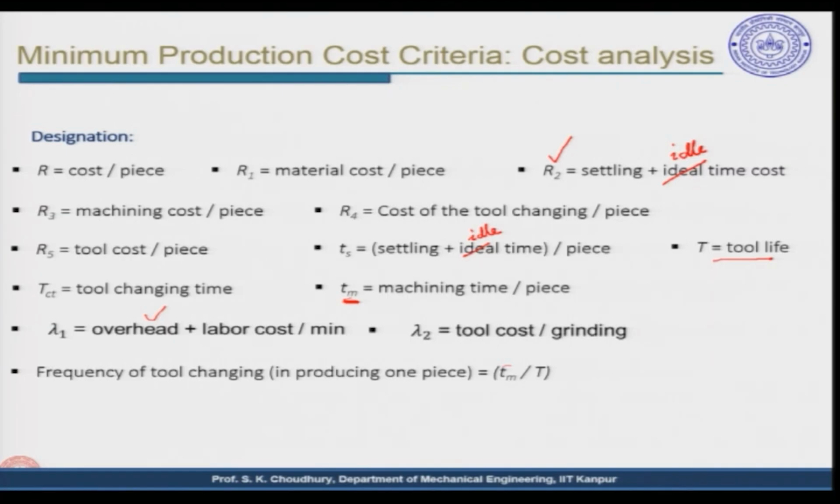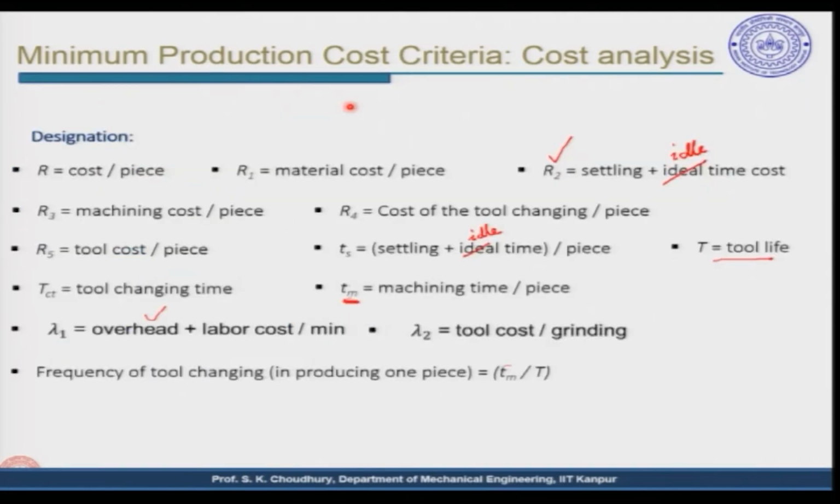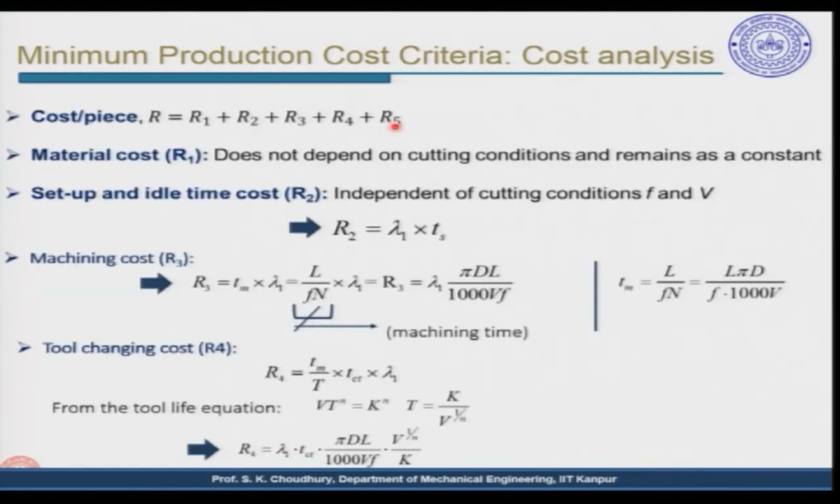With these designations, we have the cost per piece R. This will be equal to the raw material cost, plus the settling plus idle time cost per piece, plus the machining time cost per piece, plus R4, the tool changing cost per piece, and the tool cost per piece. All these costs are to be considered for calculating the overall cost per piece.